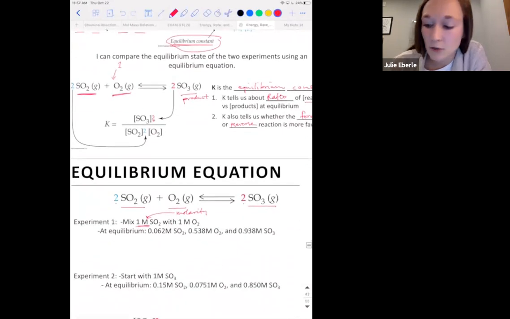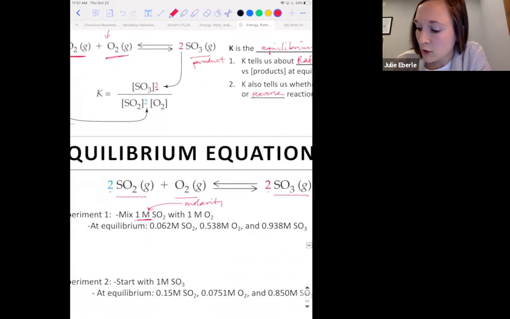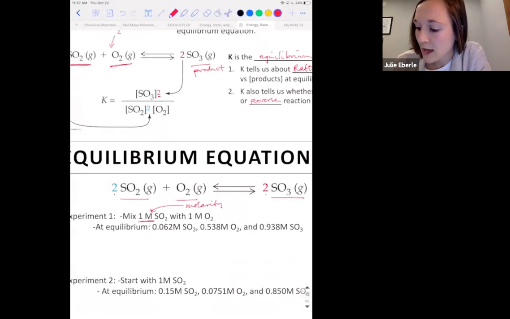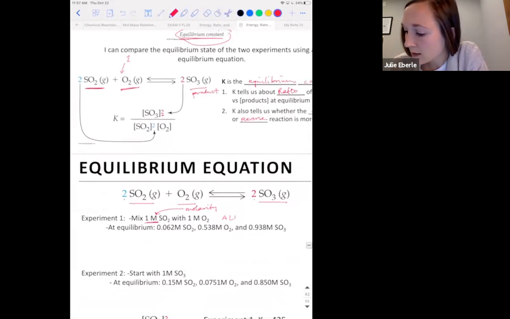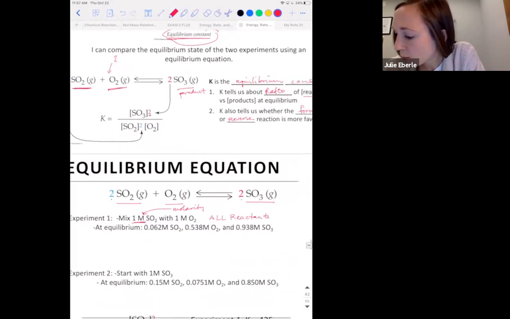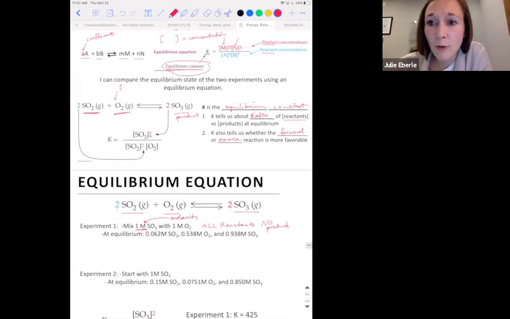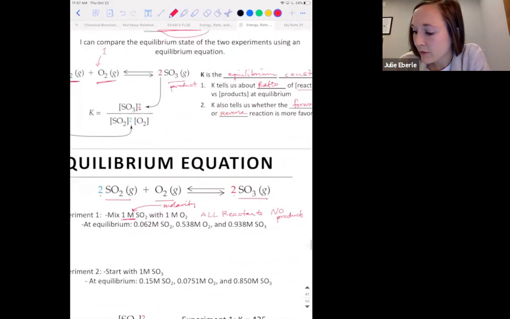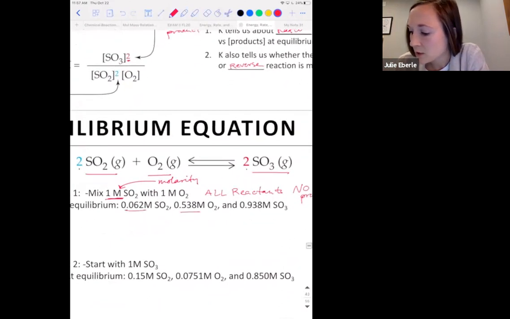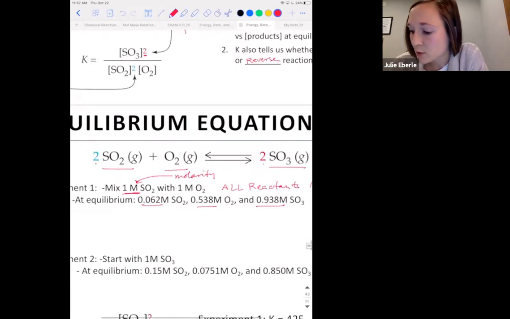So when you see a capital M here, that is the molar. That's communicating a concentration. So if we have 1 molar SO2 and 1 molar O2, what we're saying is we're starting with all reactants and no products. Okay. We have an experiment where we're starting with all reactants, no products, but at equilibrium, we find that we have these concentrations of reactants and products. So what we would do is we would just plug those in.